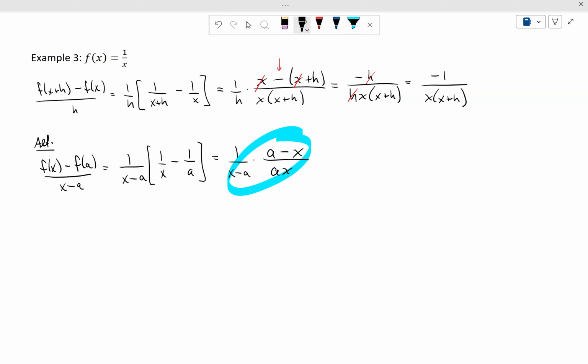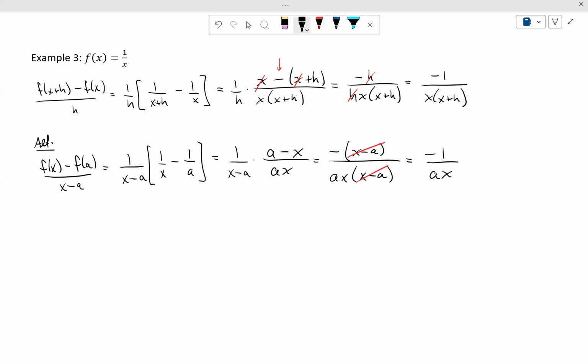So what you can do to see how closely related they are is factor a negative out of the top, and you'd be left with x minus a, all over, and we have ax times x minus a in the denominator. And now these factors can reduce out because they're identical, and we get a negative 1 over ax. All right, now the next example, we'll step it up a little bit more.